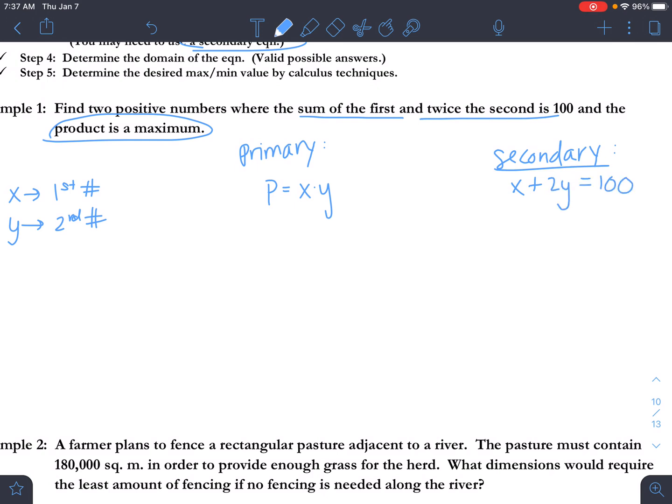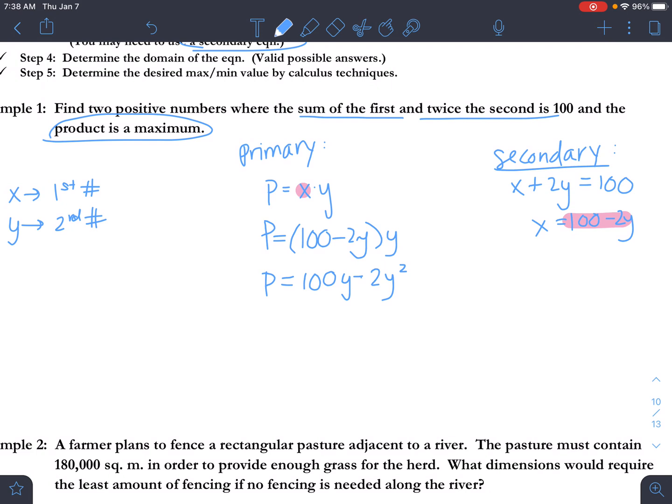Okay, and now it's kind of back to algebra 1, I guess, where you're doing substitution. So solve for x or y. I'm going to solve for x, it's a little easier. And I'm going to take this and plug it in for x. So now instead of P equals x times y, I have P equals (100 minus 2y) times y. And then probably you want to FOIL it so that we can take the derivative pretty easily. So that gives us 100y minus 2y squared.